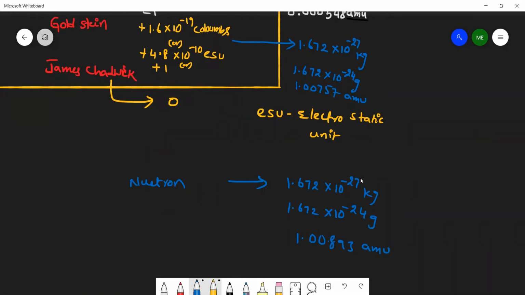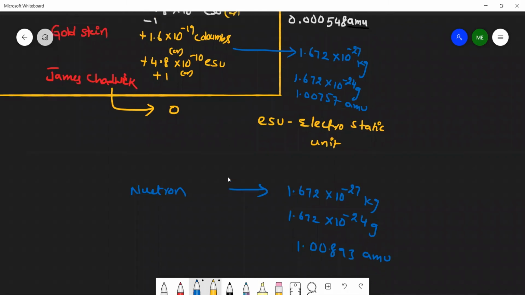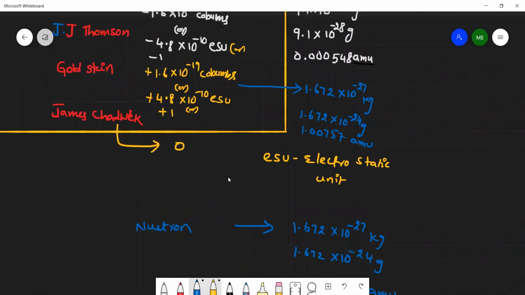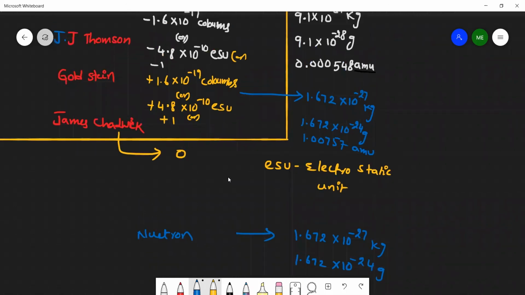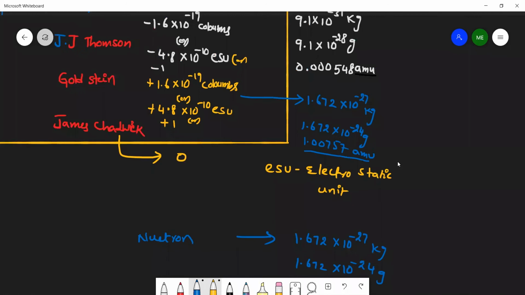Which mass should be more? Electron mass or proton mass? The proton mass should be very much greater than the electron mass.